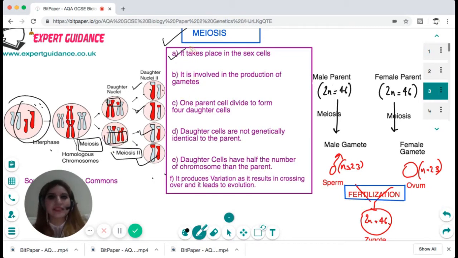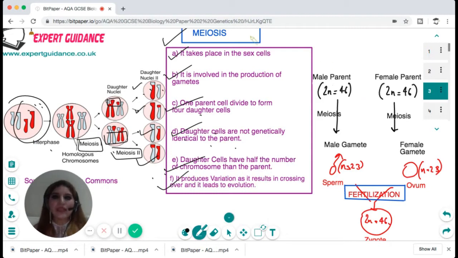So these are the different features of meiosis. It takes place in the sex cells. It is involved in the production of gametes. One parent cell divides to form 4 daughter cells, and the daughter cells are not genetically identical to the parent, and the daughter cells have half the number of chromosomes than that of the parent. It produces variation as it results in crossing over and leads to evolution. Okay, so I hope this concept of meiosis is clear to you.